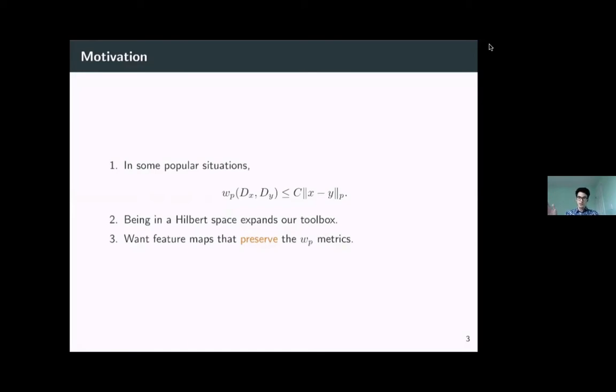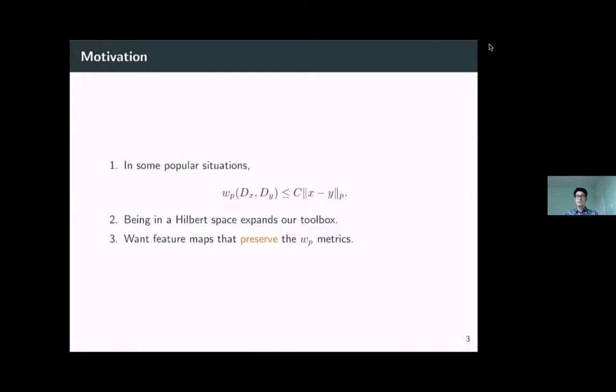One is that you blow things up too much. So if your feature map makes the distances way larger, then you lose this nice stability that we had previously. So small changes in your input might get magnified in the Hilbert space to very huge changes, which could make learning difficult.